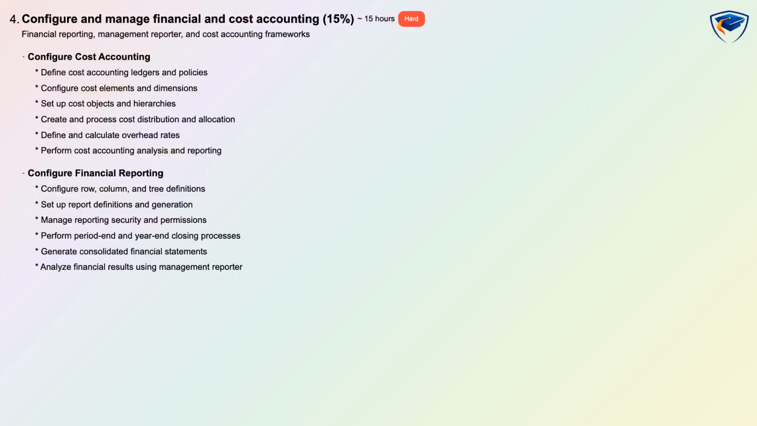The financial reporting portion covers configuring row, column and tree definitions, setting up report definitions and generation, managing reporting security and permissions, and performing period end and year end closing to produce consolidated financial statements. You will also learn to analyze results using the management reporter and cost accounting reports to support decision-making and statutory requirements.